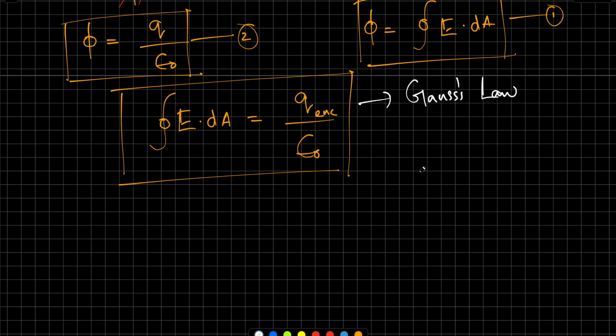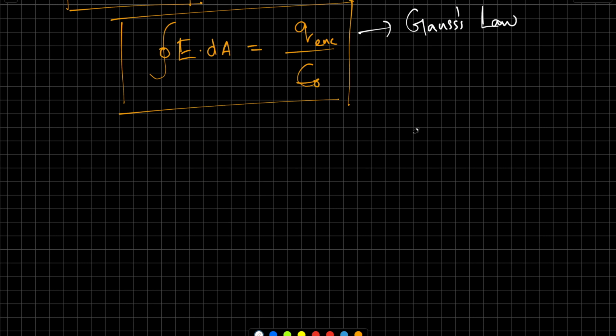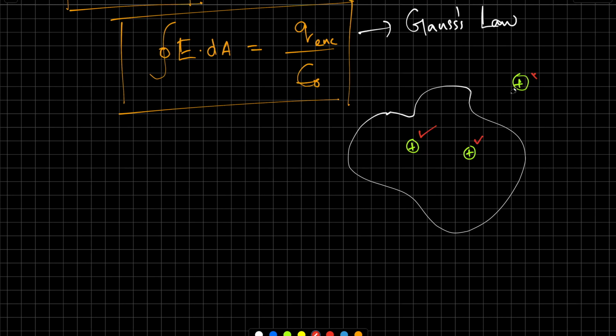Q enclosed means the charge is inside the closed surface. Let's say we have a closed surface like this, and we have two charges inside and one charge outside. We count only these charges. These are the enclosed charges. We don't count the charges outside.